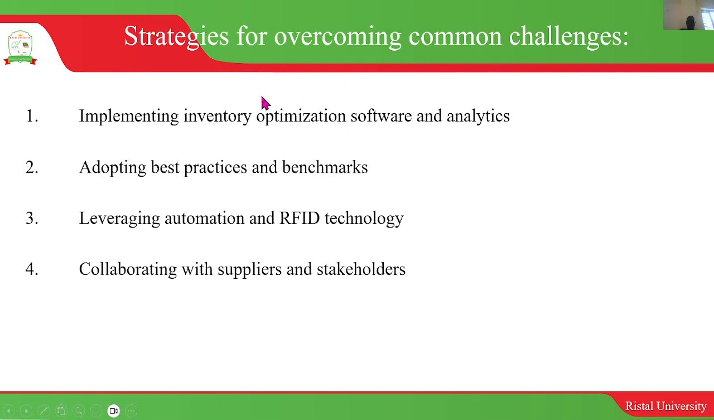Strategies for overcoming common challenges. One is we can implement inventory optimization software and analytics. We already said how data analytics can help us predict what we might need to consume in the coming months, basing on previous data or using historical data. And then adopting best practices and benchmarking. Leveraging automation and RFID technology. RFID is radio frequency ID technology.